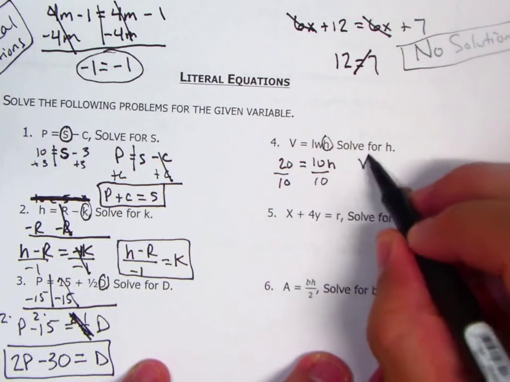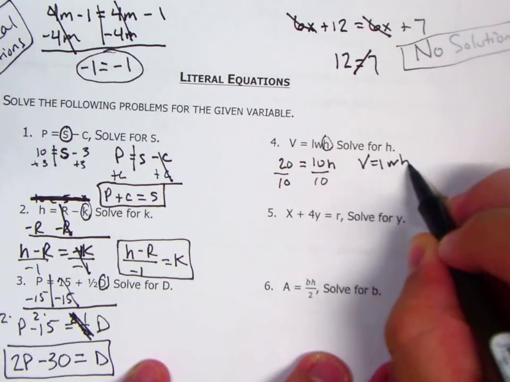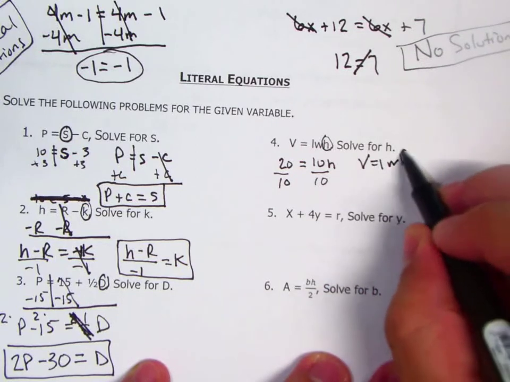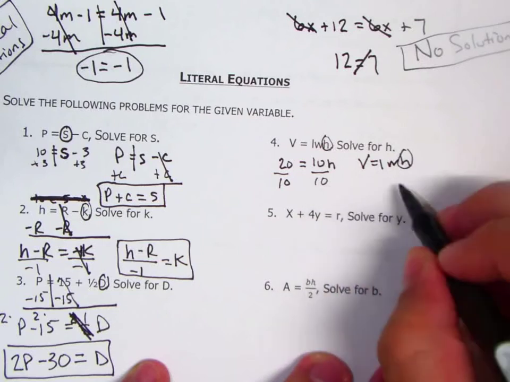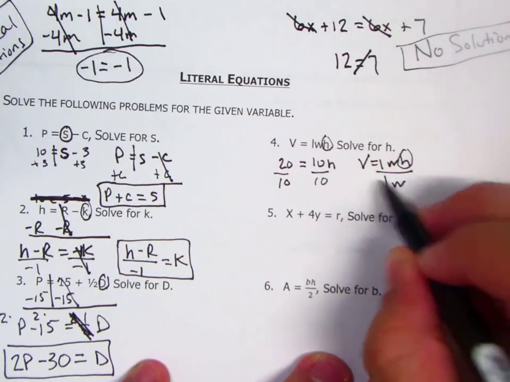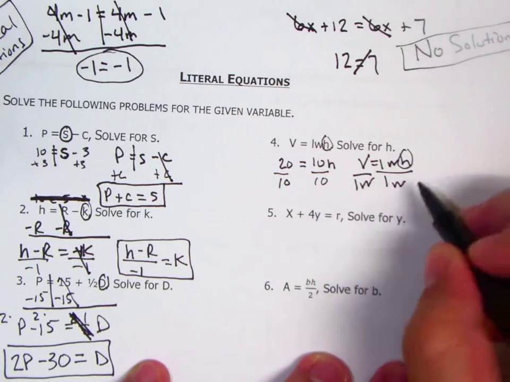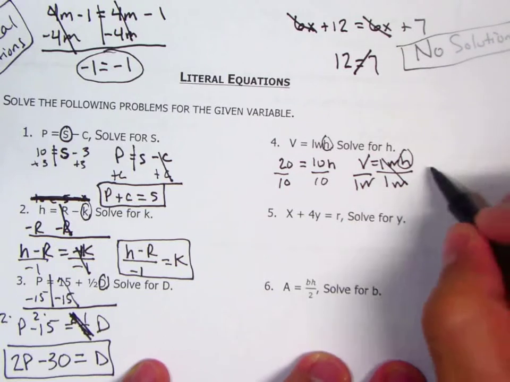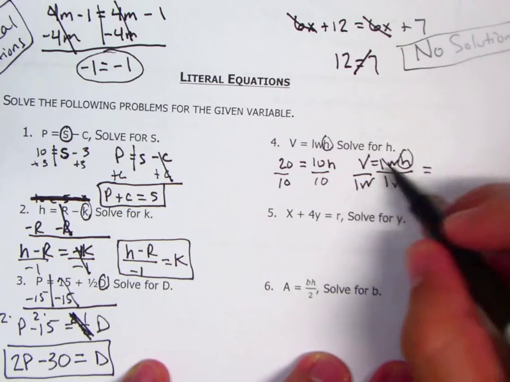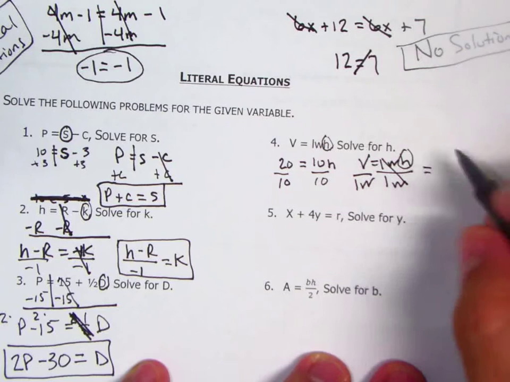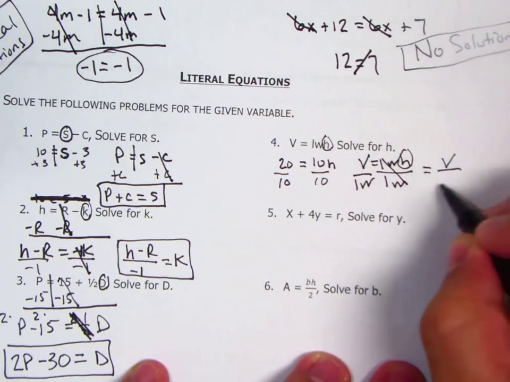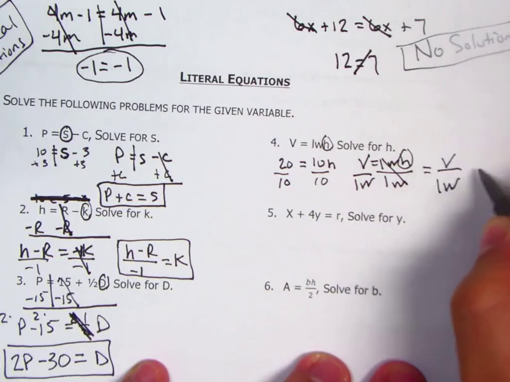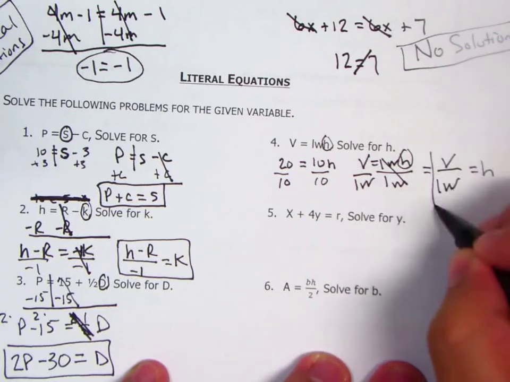So when we look at V equals LWH, I'm solving for h here. I can just divide by the LW. Divide by LW. It's the same thing as over here. Now the only difference is here I don't know what V, L, or W is, so it just has to stay V over LW equals H.